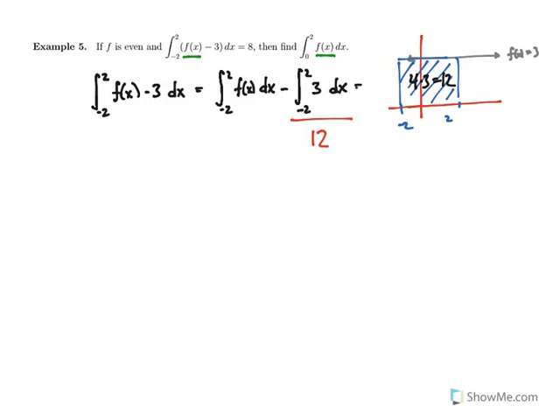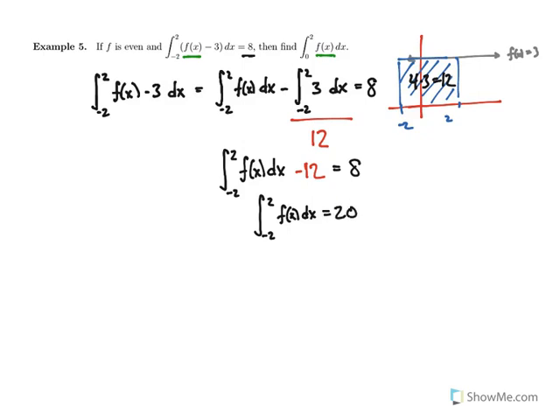We know this whole thing is equal to 8 from before. So now we have this little equation. The integral from -2 to 2 of f of x dx minus 12 is equal to 8. So the integral from -2 to 2 of f of x dx is equal to 20. Now that's not what we're really looking for.